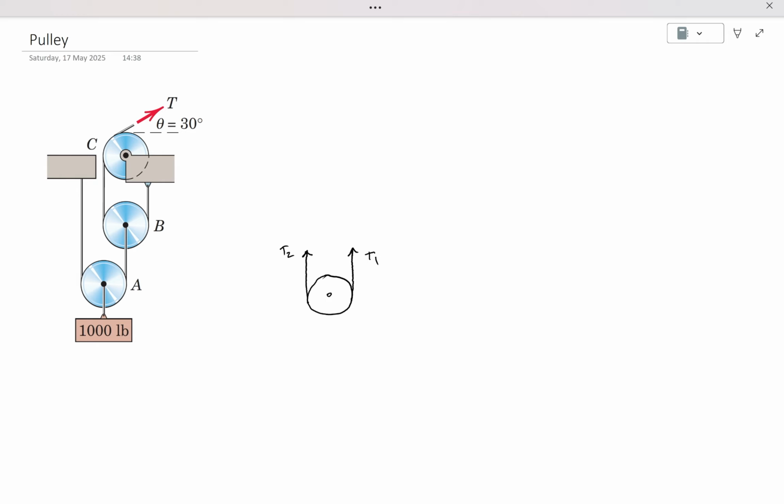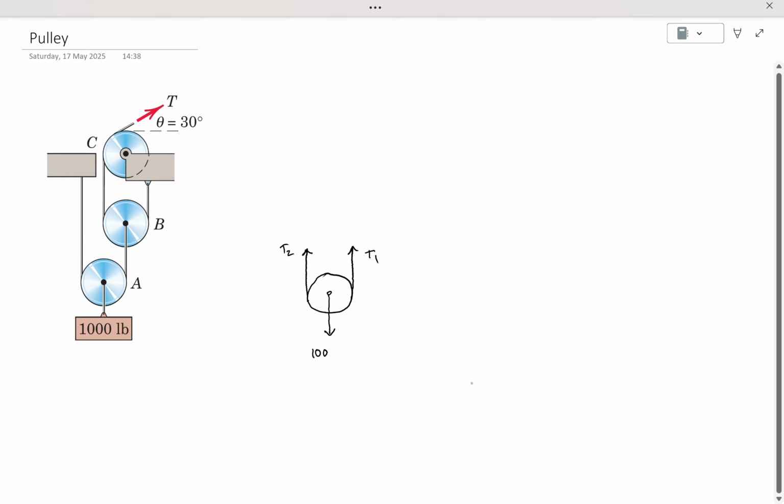Because this is like one rope that is connected, so I guess T1 should be equal to T2, right? No, I don't need your guess there. You will need to solve by mechanics. So in this case, how to prove T1 equals T2? And here there is a 1,000 pound load. How to prove that T1 equals T2?